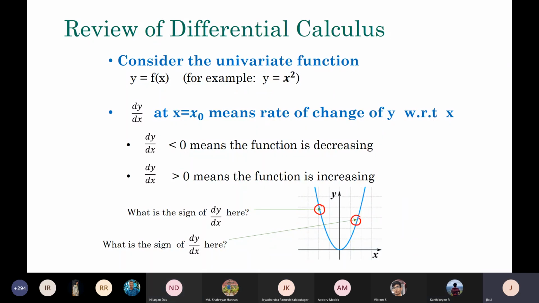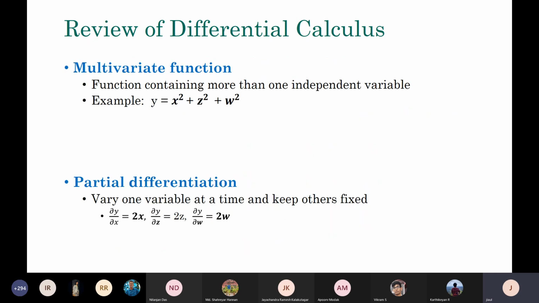Basically, that will tell you which direction you want to move, depending upon whether you want to maximize or minimize. And the magnitude will tell you how steep the function is, whether it is very steep or flat. So the sign and magnitude of the derivative is very useful information to figure out the optimal values, or rather the local optimal value, of the function.